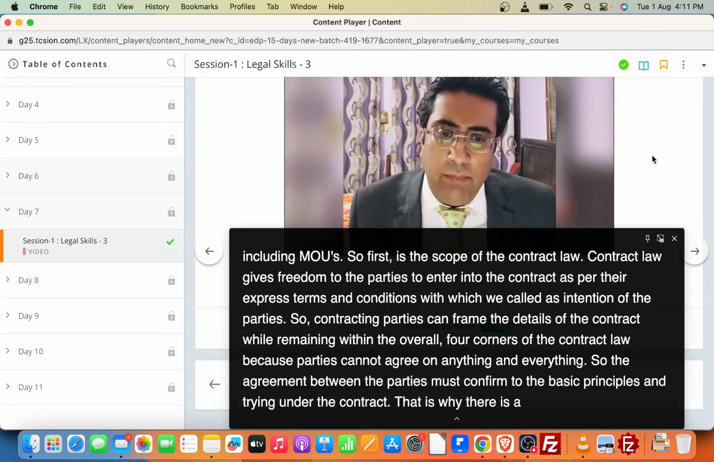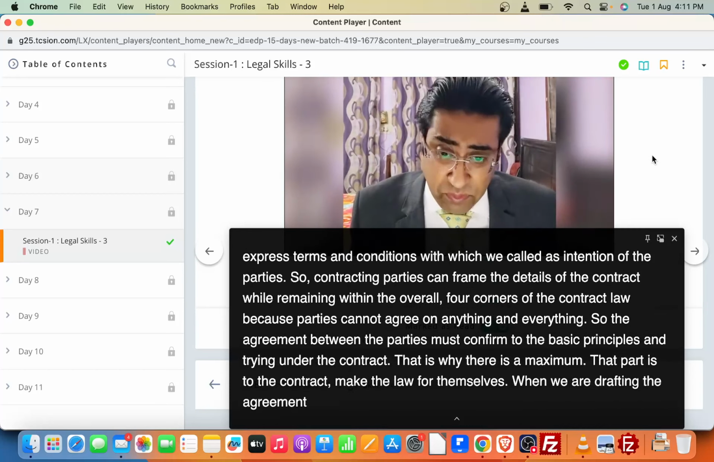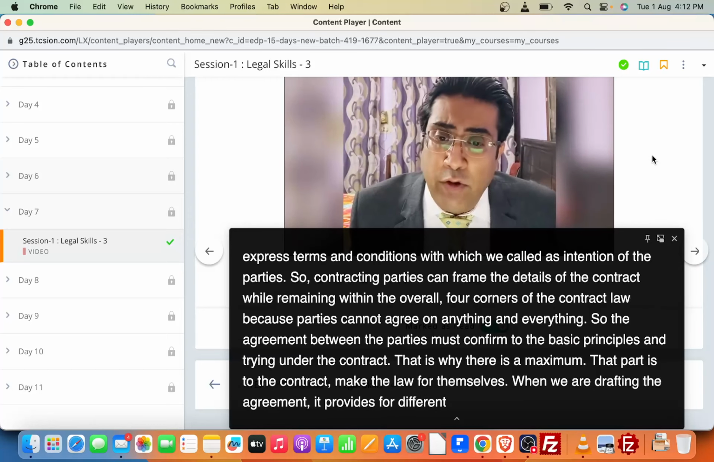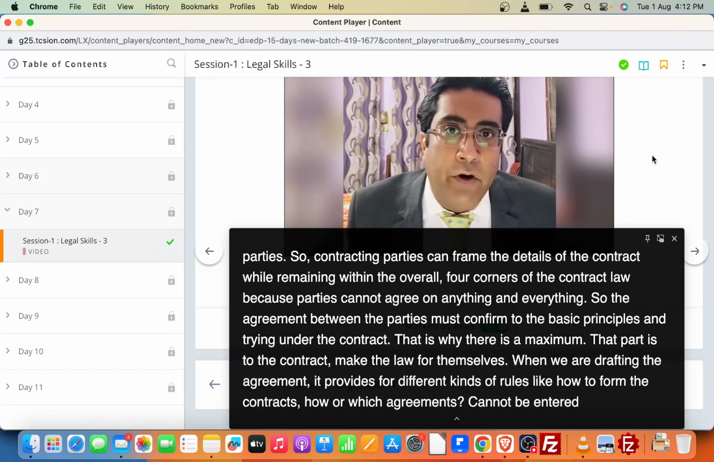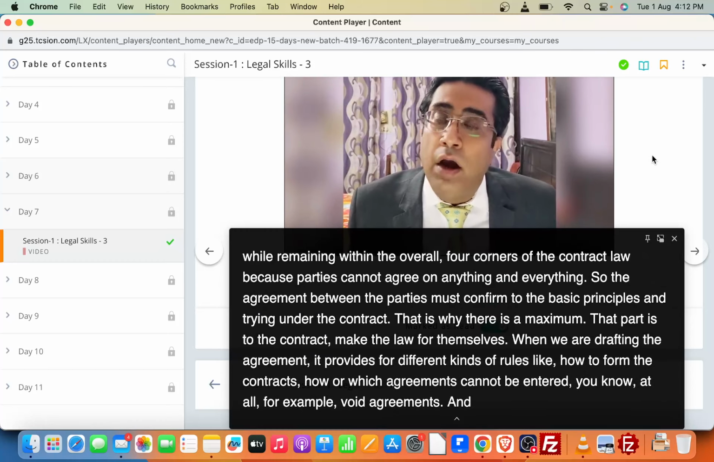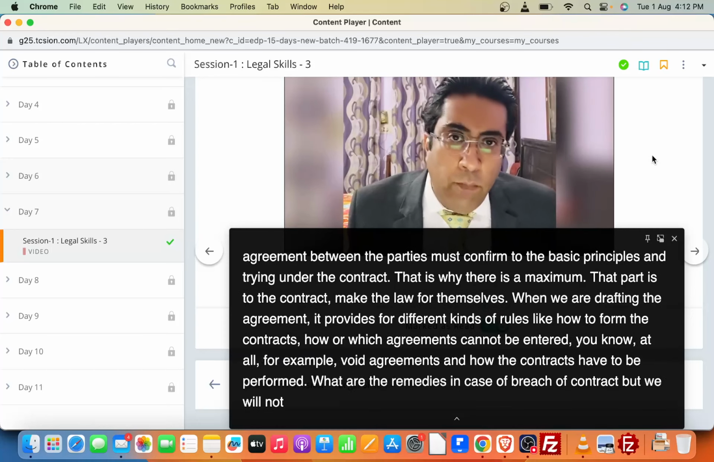That is why there is a maxim that parties to the contract make the law for themselves when drafting the agreement. The Act provides different kinds of rules: how to form the contracts, which agreements cannot be entered into at all, for example void agreements, how the contracts have to be performed, and what the remedies are in case of breach of contract. But we will not be going into the other aspects.